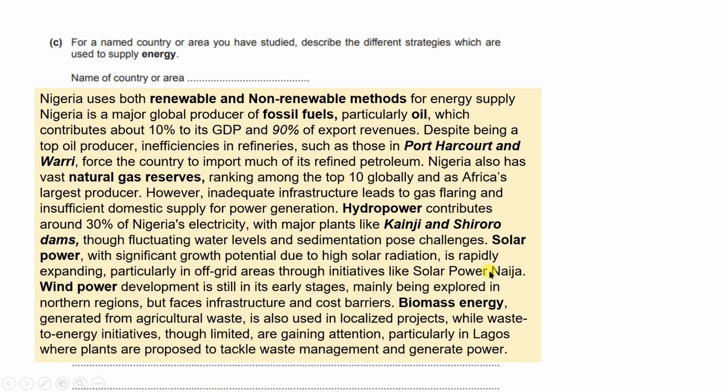Now, we also have solar power in Nigeria. We have wind power being developed in the northern part of Nigeria. We also have biomass energy being used presently, generated from agricultural waste.